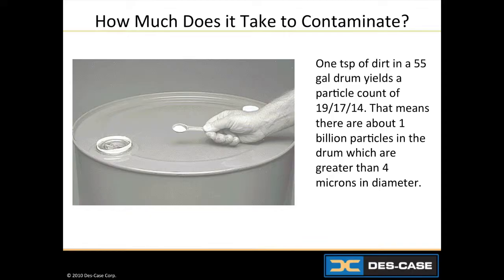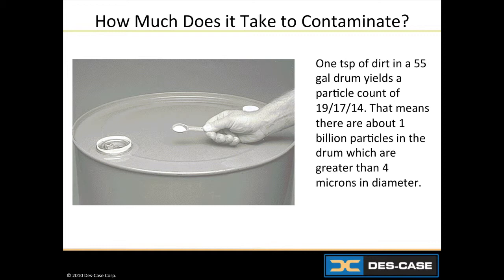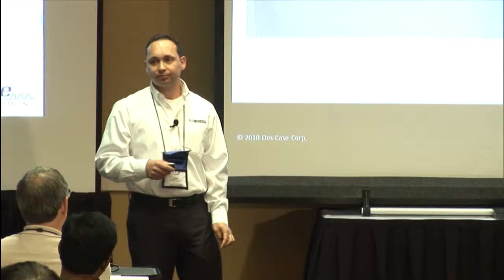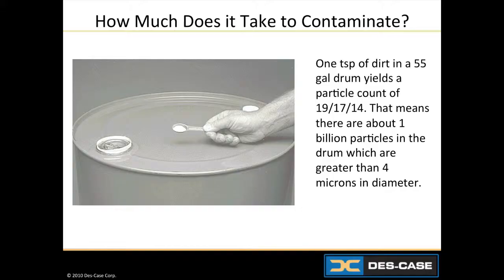So how much does it take to really contaminate a system? Keep in mind we're talking about those really small bacteria-sized particles, and it doesn't take a lot of them. One teaspoon of dirt in a 55-gallon drum will yield a particle count of 19/17/14. Now, that might not mean a lot to you right now, but that means there's about a billion particles in this drum which are greater than 4 microns in diameter. And remember, we're talking about those really small particles, the particles in the 2 to 5 micron range. Now we've just added a billion of them to this 55-gallon drum, just in one teaspoon of dirt.